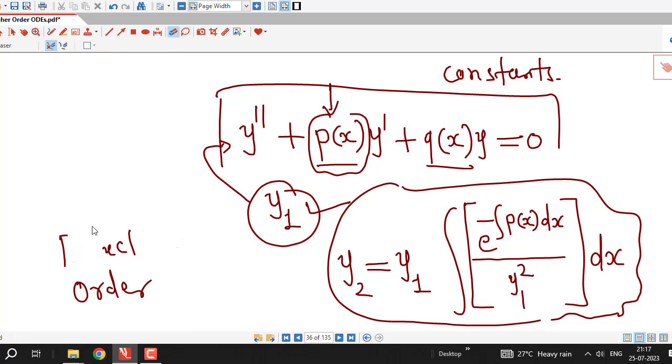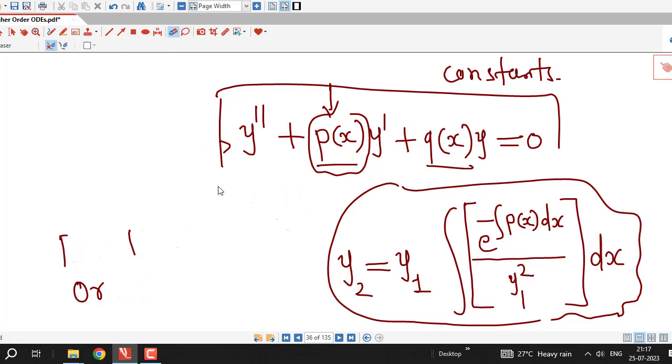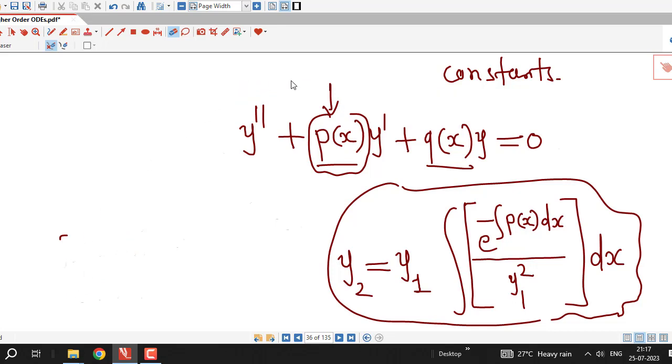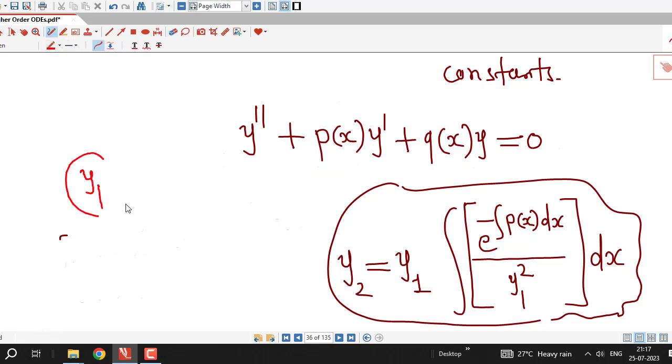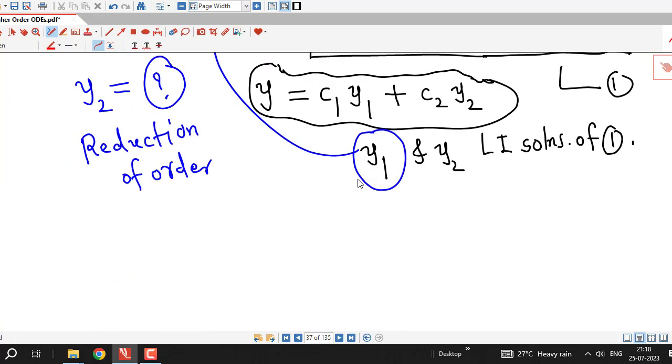This method will be helpful if we have a differential equation with variable coefficients. We are not able to solve every differential equation with variable coefficients. So sometimes if we know one solution, then using that solution we can determine the second linearly independent solution. And we are going to discuss one example related to this method.